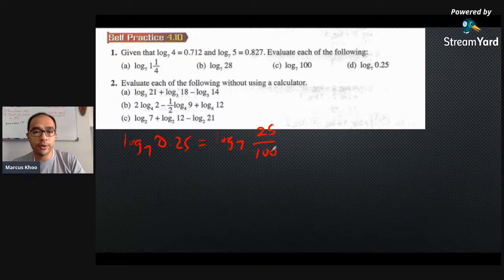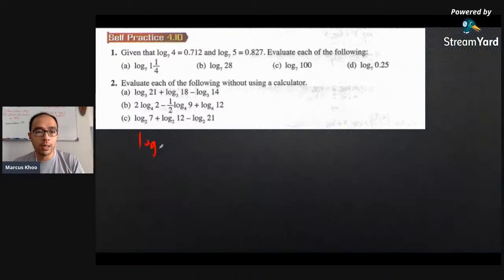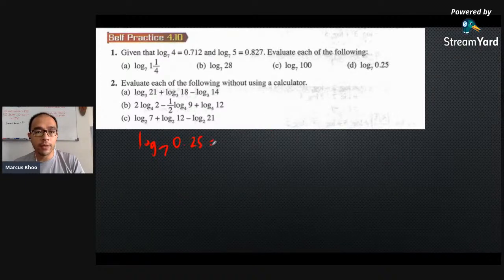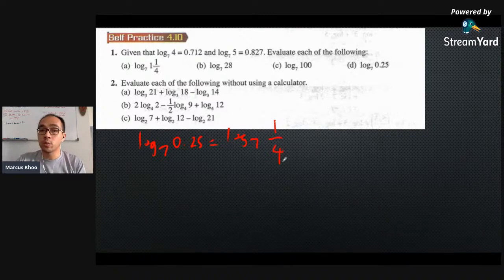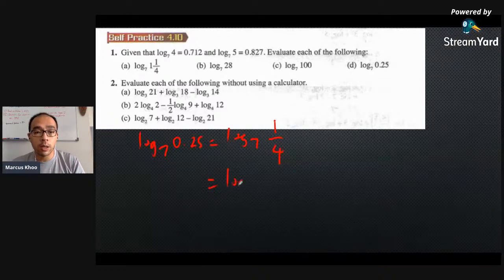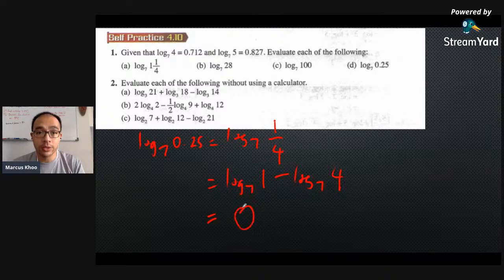Oh, you know what? No. Let's do it even more simpler. Log 7 of 0.25 is log 7 of 1 over 4. Because 1 over 4 is 0.25, 1 divided by 4. Yeah. Okay. So this will give you log 7 of 1 minus log 7 of 4. Log 7 of 4 kamu ada sudah. What is log 7 of 1? Log 7 of 1 is 0.